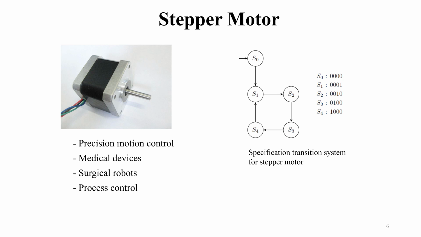Here, I express the motor control as a transition system. There are many applications for which the control can be expressed as a transition system, and our approach works well with all of these applications.